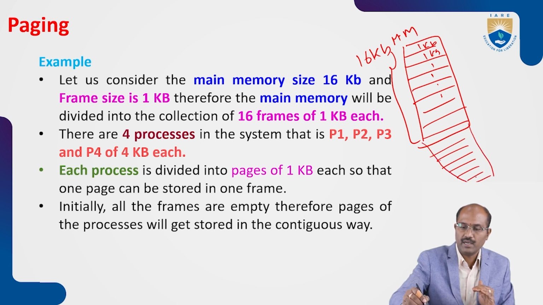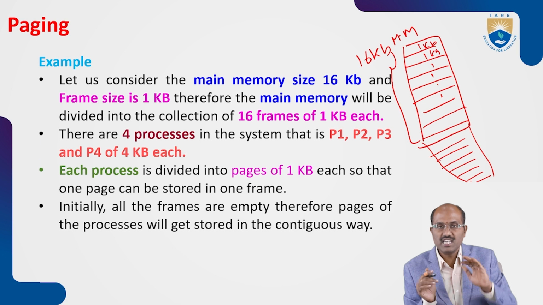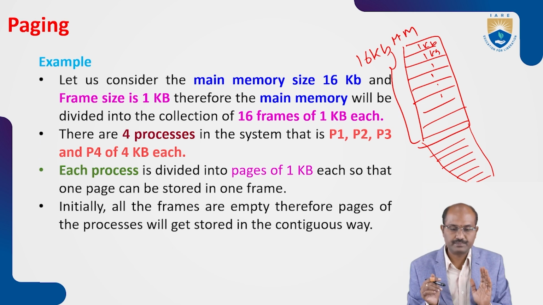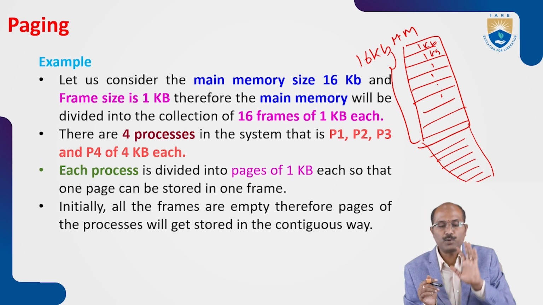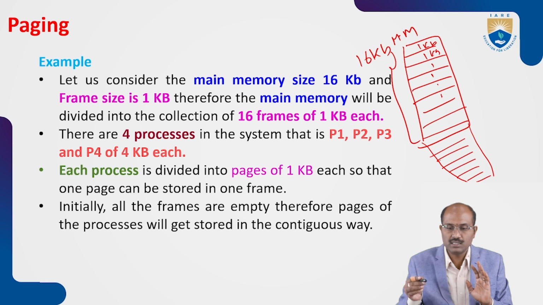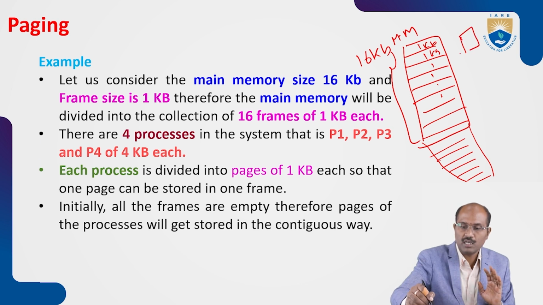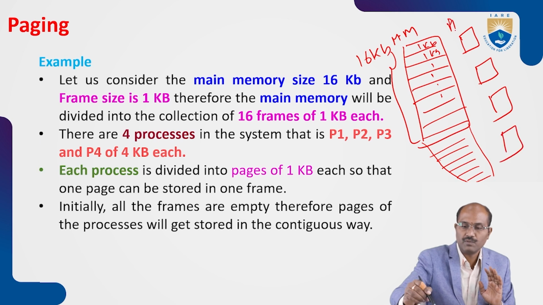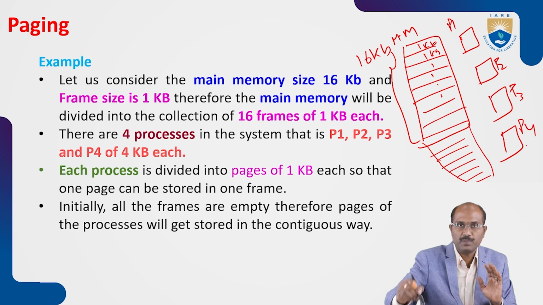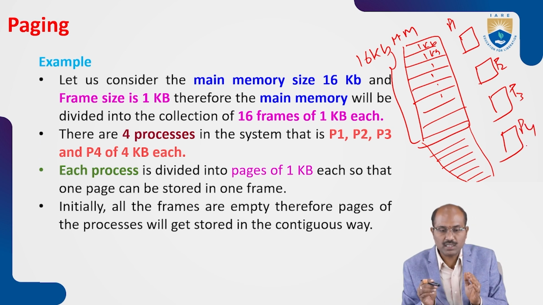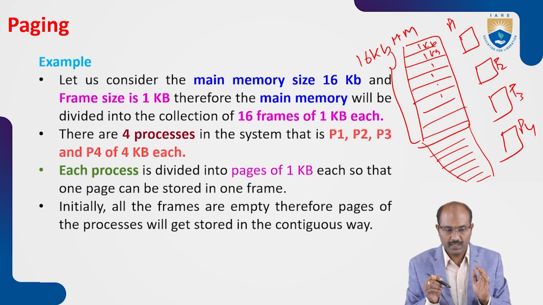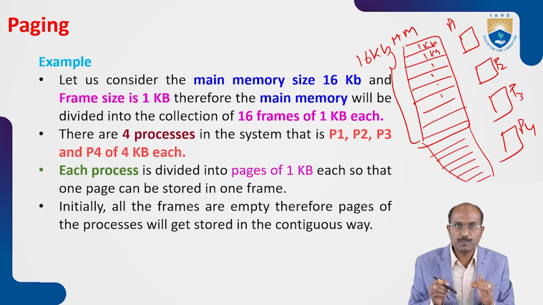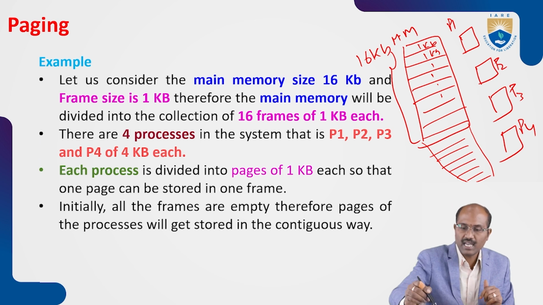I am going to divide the main memory, so each partition is 1 KB. There are four processes: this is process P1, this is process P2, this is process P3, and this is process P4. So there are four processes, P1, P2, P3 and P4, and each process is 4 KB.